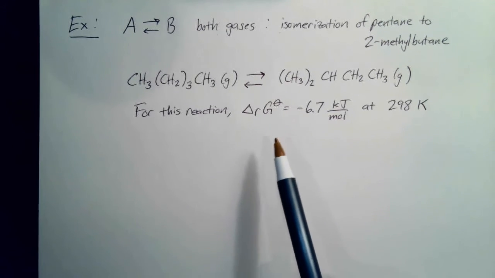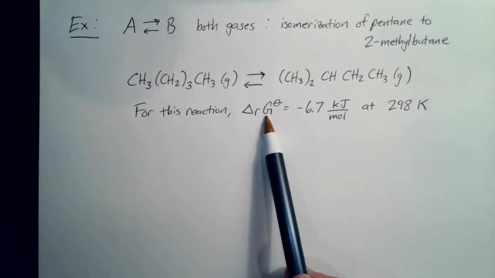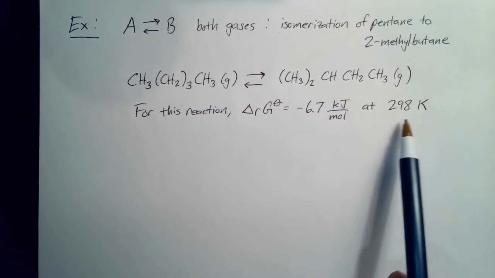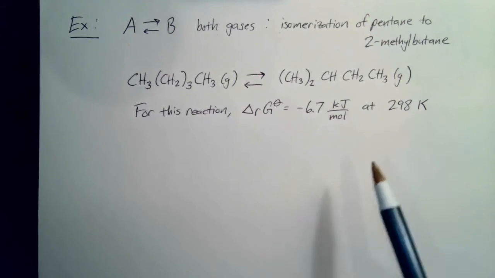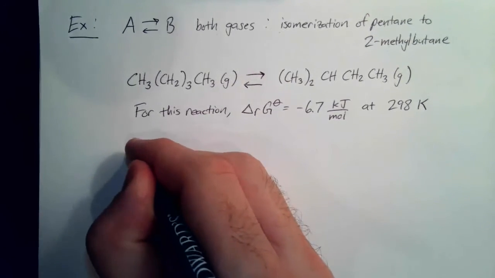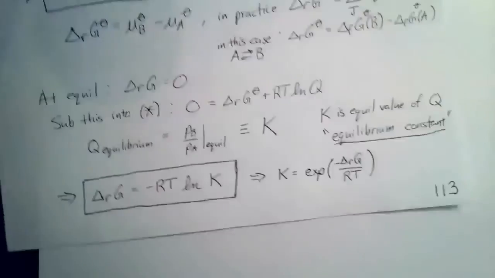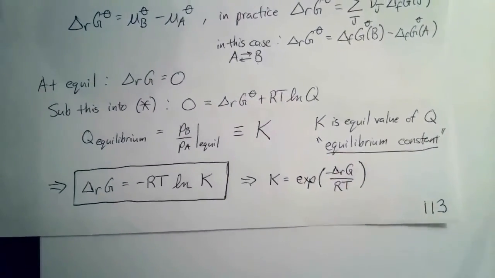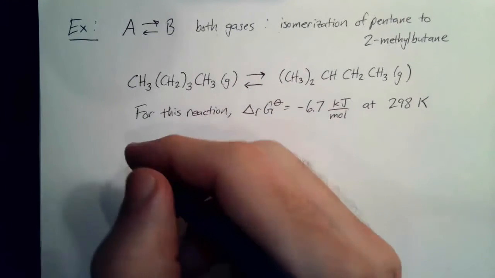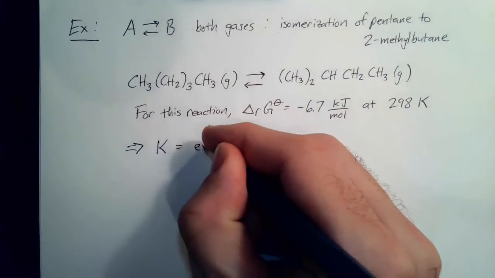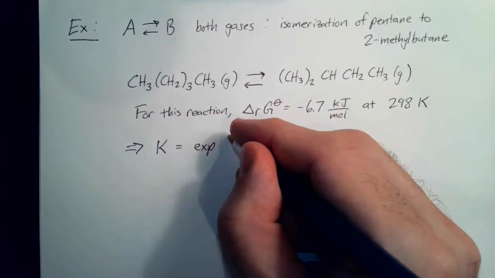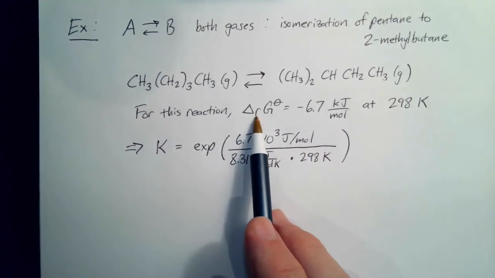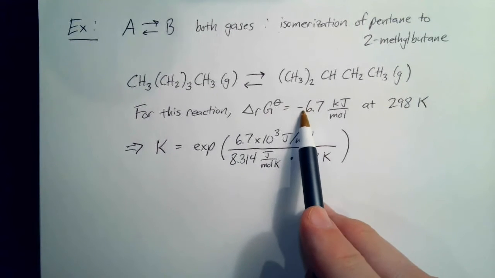And we're given some data here that the standard Gibbs energy of this reaction is negative 6.7 kilojoules per mole at a temperature of 298 Kelvin. And so now with that information, we can use the previous equation to solve for K, because we now know delta rG, we know T, and we know R. So K equals e to the, the negative of that, so the negative sign cancels here.